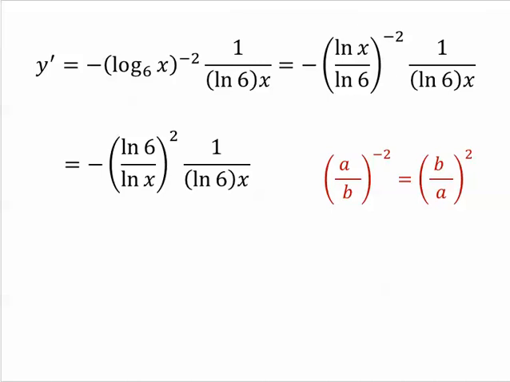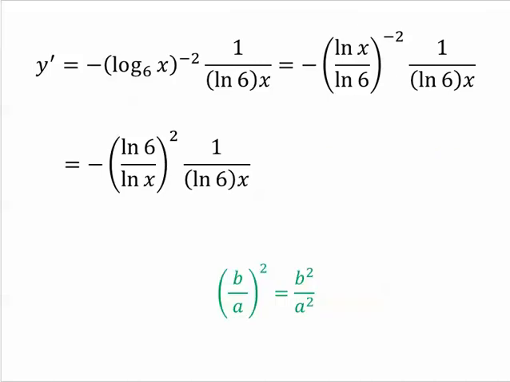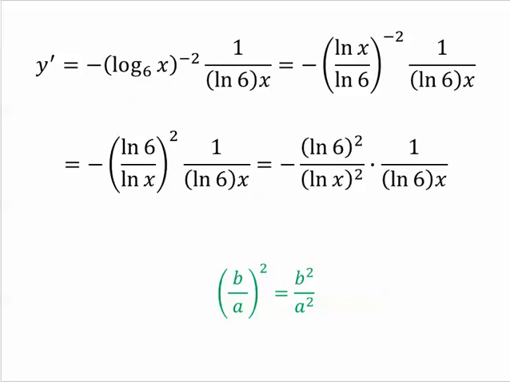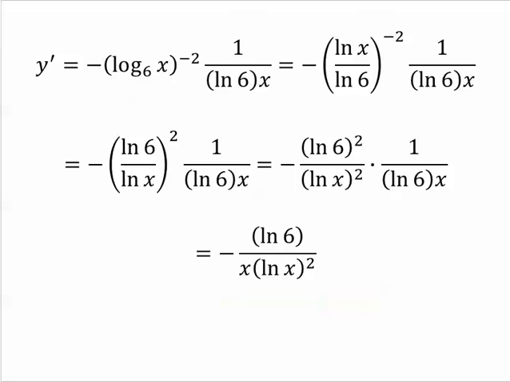So after we do that, let's see, what else can we do? Now let's use the rule that b over a, quantity squared, is b squared over a squared. Once we do that, we can see there's a cancellation we can do. So when the dust settles, we get log 6 over x times log x, quantity squared. And then notice that the whole thing is negative.